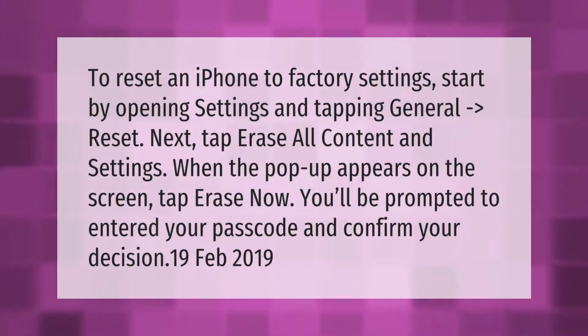To reset an iPhone to factory settings, start by opening Settings and tapping General, then Reset. Next, tap Erase all content and settings. When the pop-up appears on the screen, tap Erase Now. You'll be prompted to enter your passcode and confirm your decision.